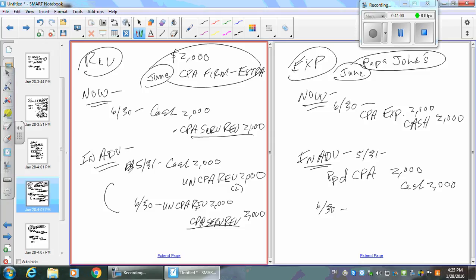In May, I debited cash and I credited a liability, unearned revenue, because I owe them the work, right? No revenue yet because I didn't do the work. Wait, we're doing cash later? No, this is in advance. Both are in advance. It's two different months. Right.